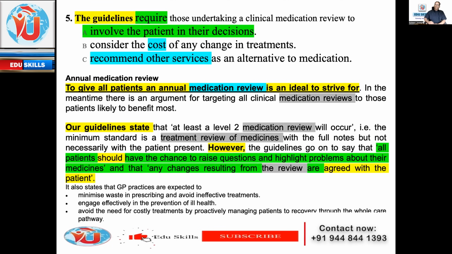Now you see medication review in the question word. First sentence, medication review. Then again medication review, treatment, review of medicines, and again the review. So in the text itself it is repeated five times, which tells that it is the controlling idea of the topic sentence or the passage. To give all patients an annual medication review is an ideal to strive for.